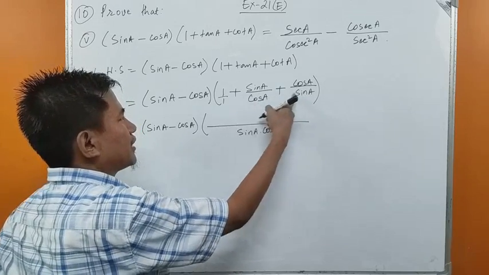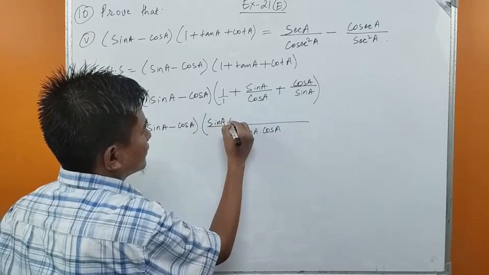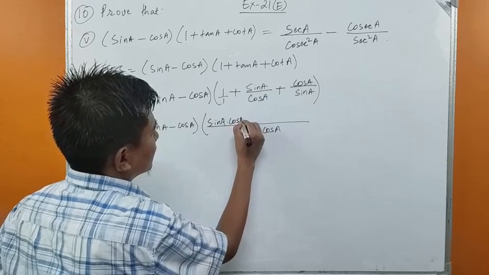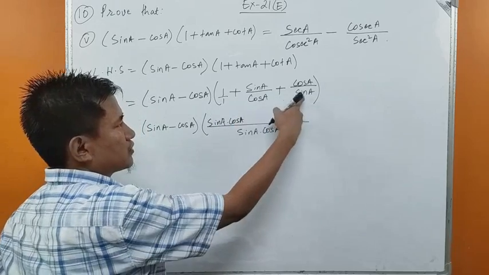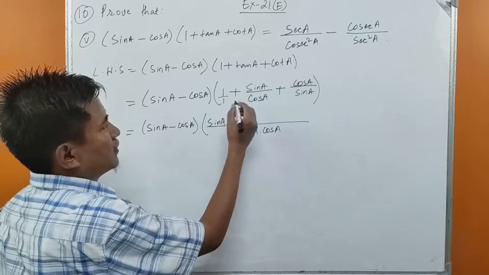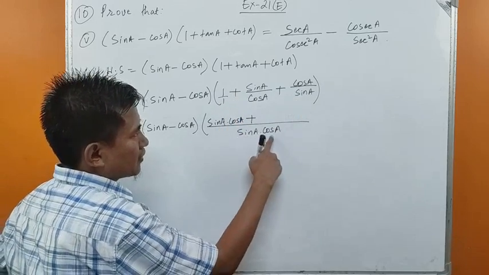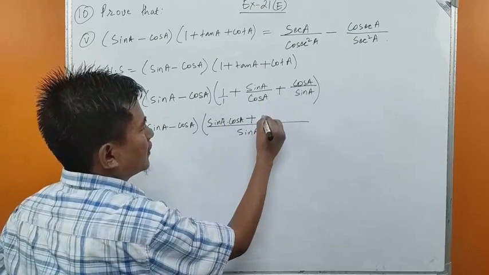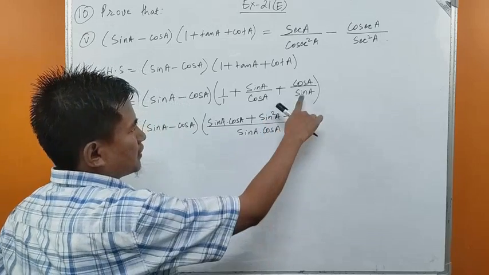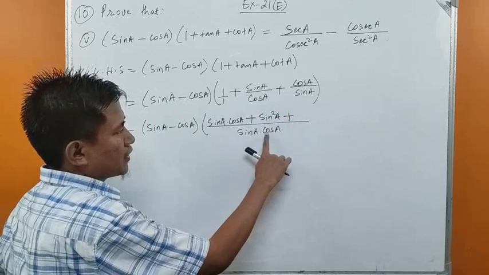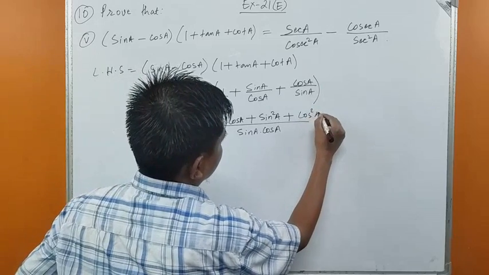So cos A sin A into 1 is sin A cos A. 1 into cos A sin A gives us sin A cos A. So this number into 1, sin A cos A, plus cos A into sin A gives us sin A cos A. That means sin A into sin A, sin square A, plus sin A into cos A gives us sin A cos A. That means cos A into cos A, cos square A.